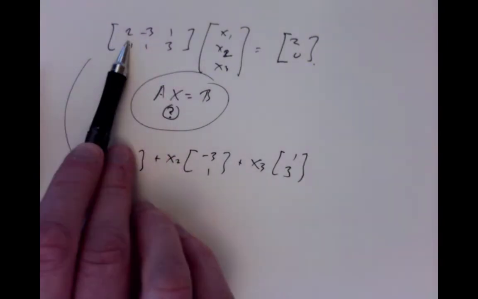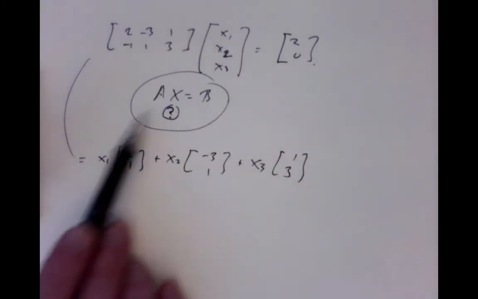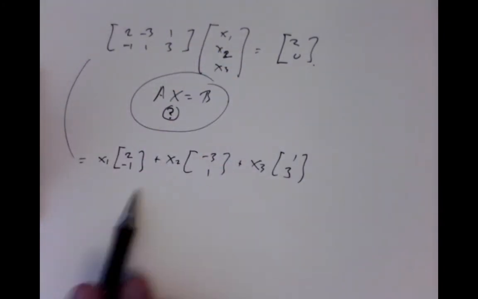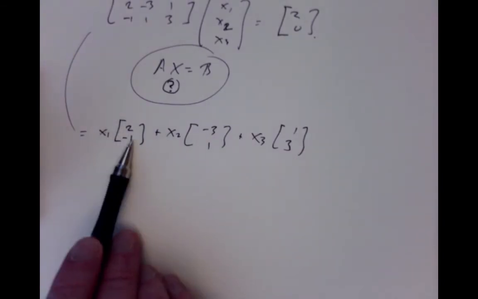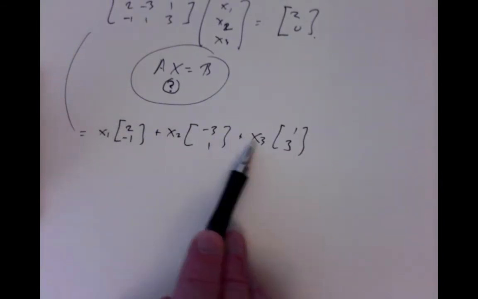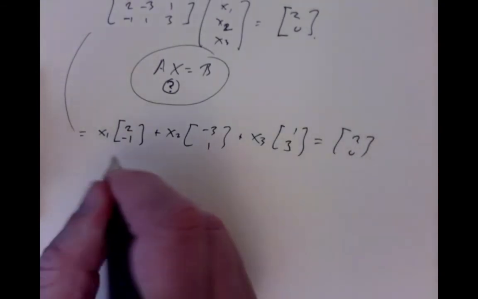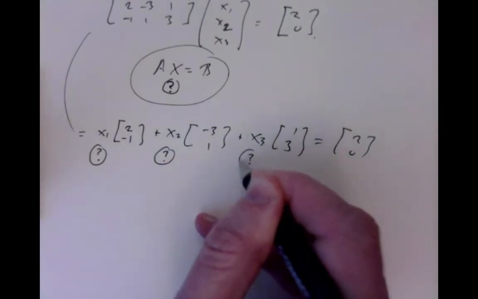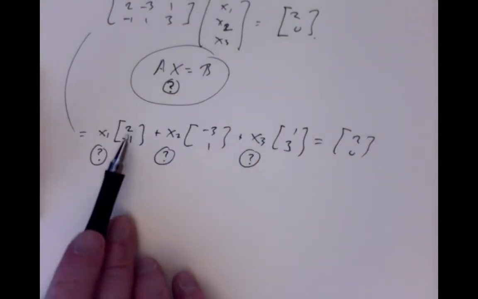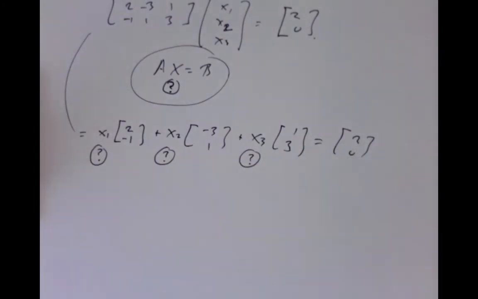So this column got multiplied by x1, this column got multiplied by x2, this column got multiplied by x3 when I expand out this product. And so what you can think of it is that this is a problem of finding some amount of this vector plus some amount of this vector plus some amount of this vector to equal this vector. And again, the unknowns here are now the numbers. X1, X2, X3 are unknown numbers, which will, when multiplied by these vectors, add up to give this one. So that's the problem from this different point of view.